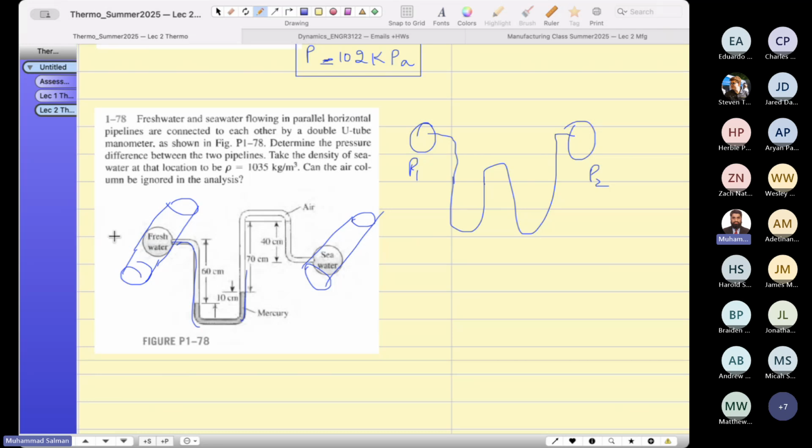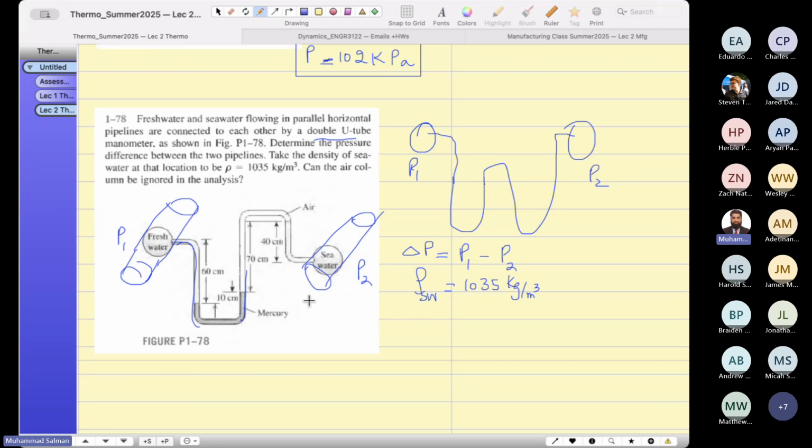So let's do this. Assume this is my pressure one, fresh water, and pressure two, seawater. The question is a double U shape, a U tube manometer. Determine the pressure difference, so you have to find out the delta P. Let's use P1 minus P2. Take the density of seawater, SW equals 1035, which is denser than the fresh water because of its salty nature. Can the air column be ignored in the analysis? We will figure it out.